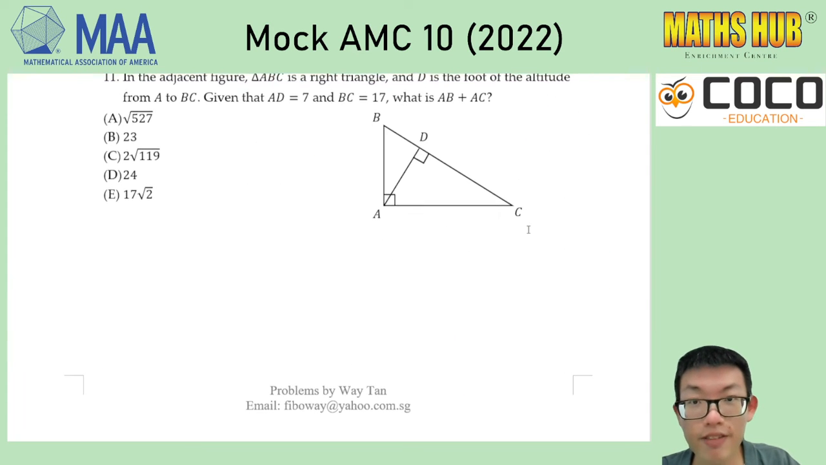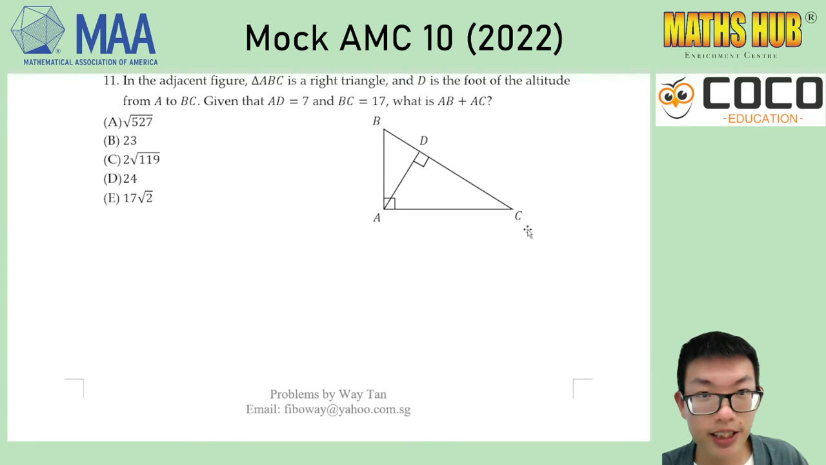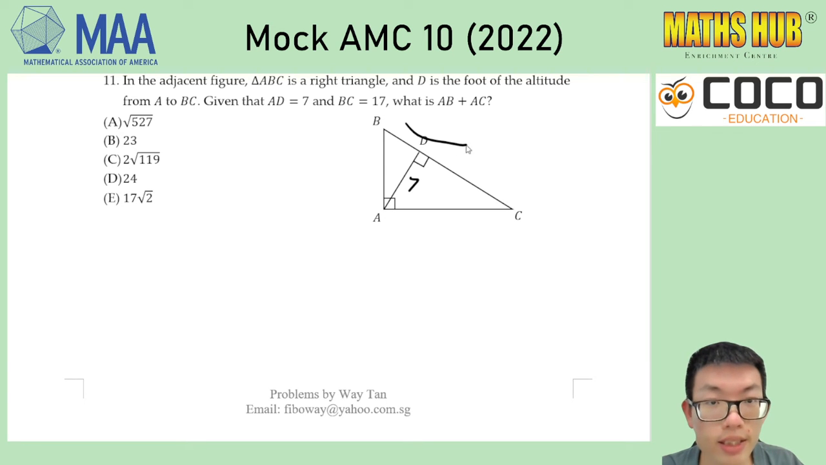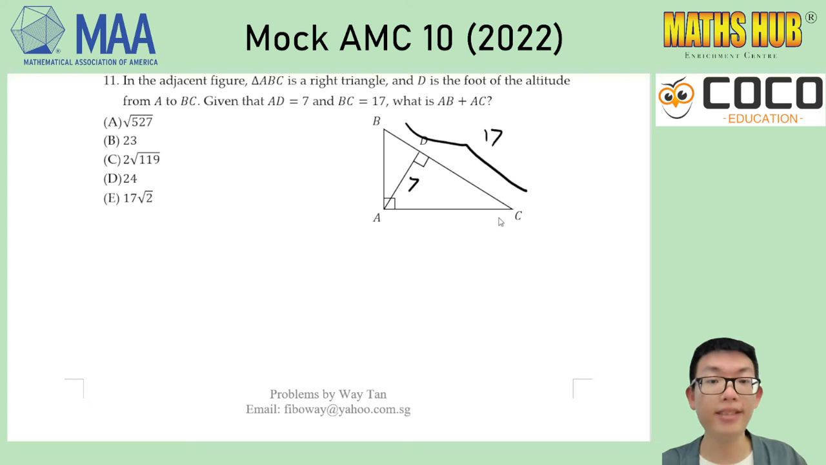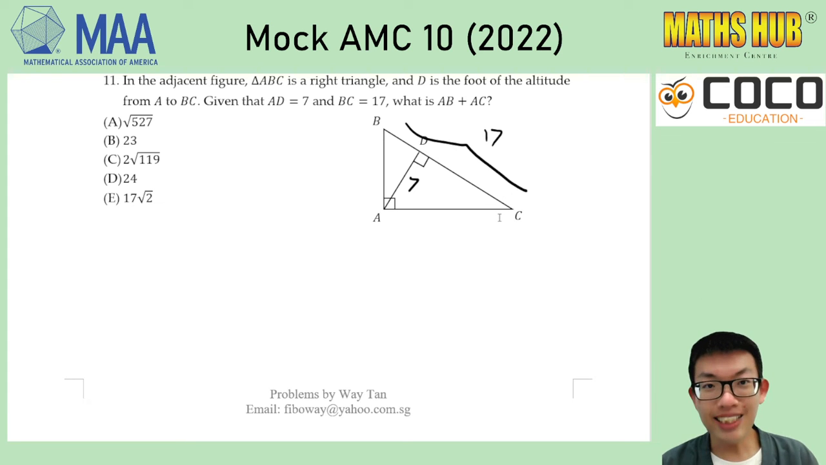Alright, question 11. In the adjacent figure, triangle ABC is a right triangle and D is the foot of the altitude from A to BC. Given that AD is 7 and BC is 17, what is AB plus AC? Now that's a little annoying. It's a little annoying because we don't get Pythagoras. Well, at least we don't have two sides in any of our three right-angled triangles that allows us to use Pythagoras.